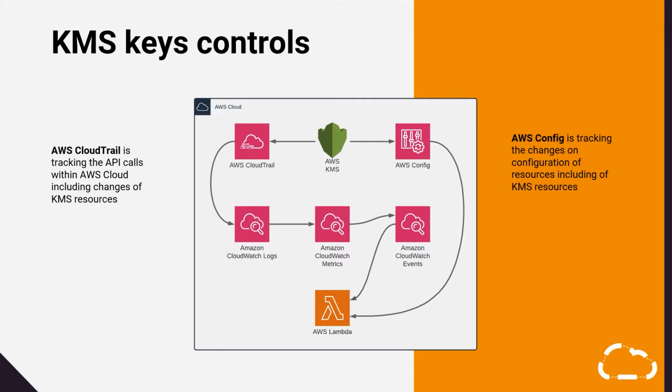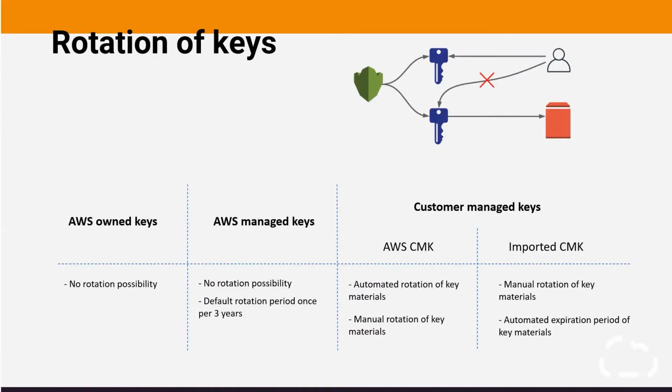And the last but not least is the option of KMS rotation. Rotation is the process of changing the key material over time for more security. To review all of them, we need to split them based on the key type. The first column is the AWS owned key. We don't have much information about them because all decisions on rotation are made by the AWS team internally, and they are responsible for it.